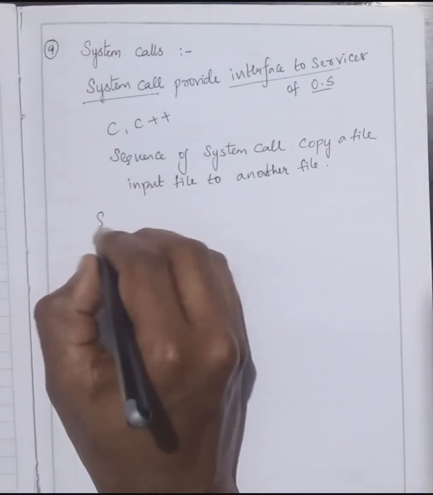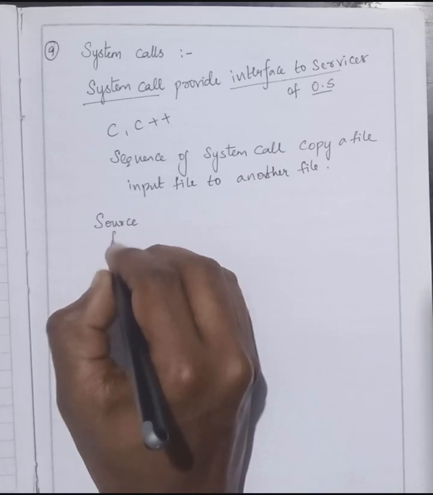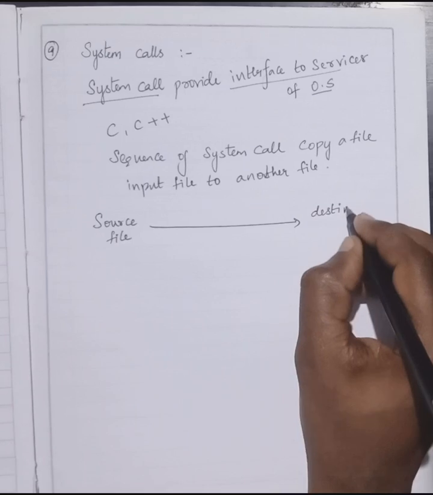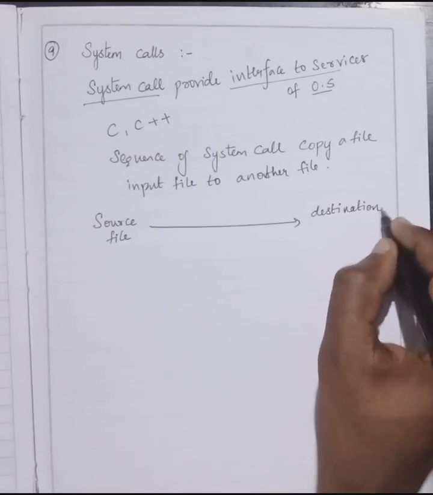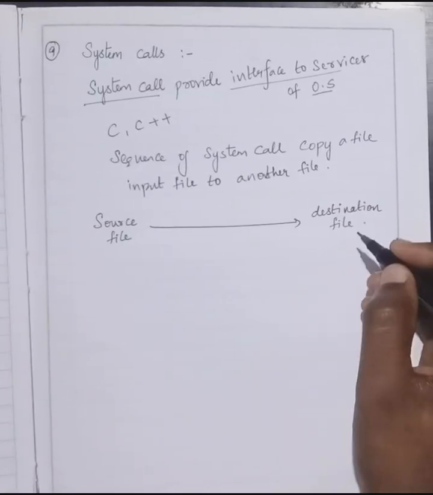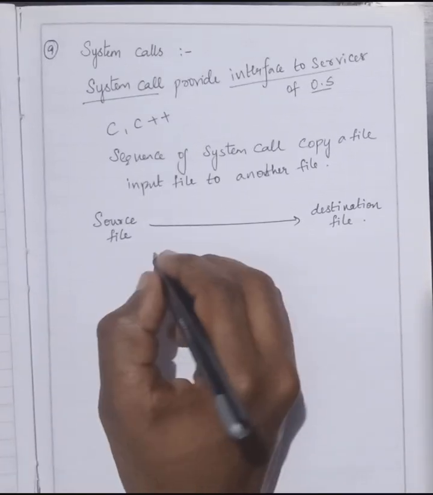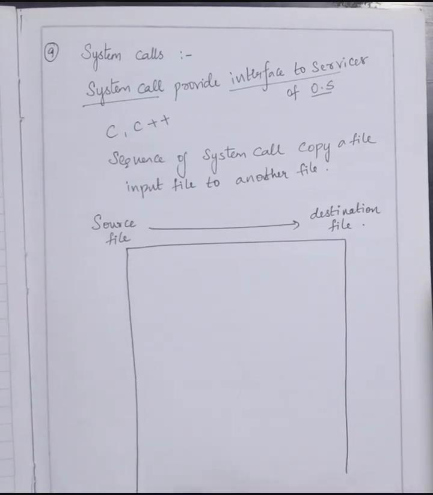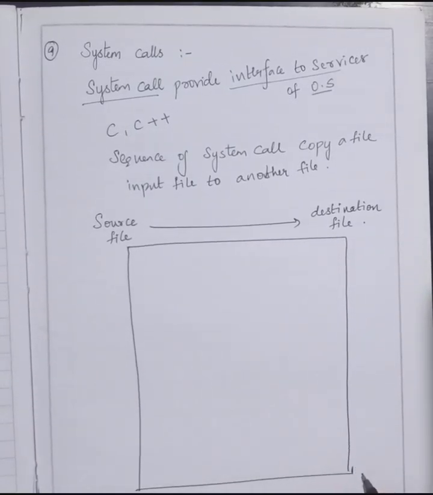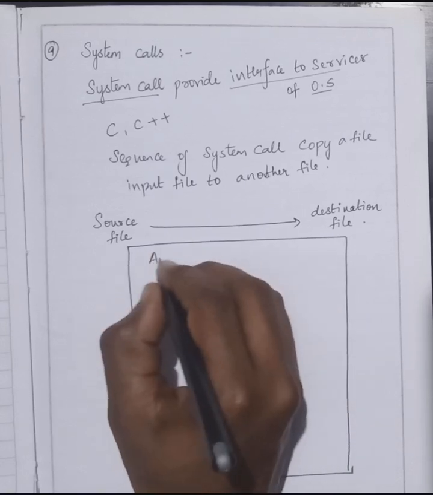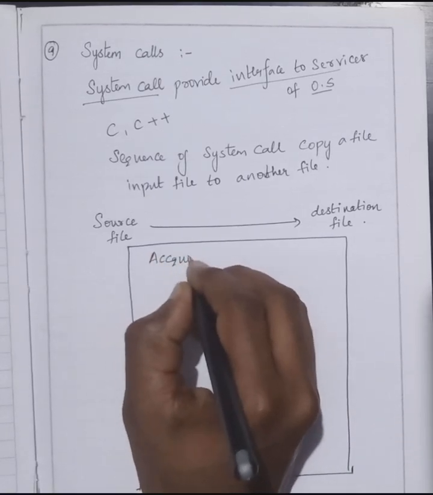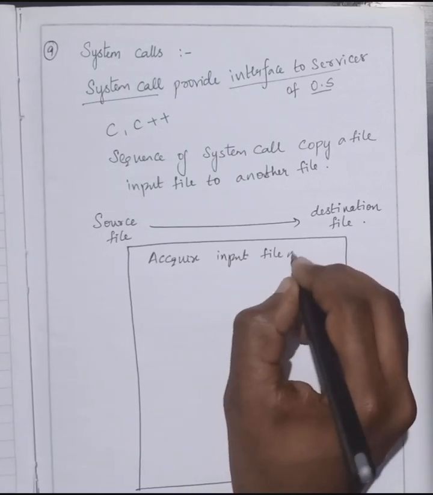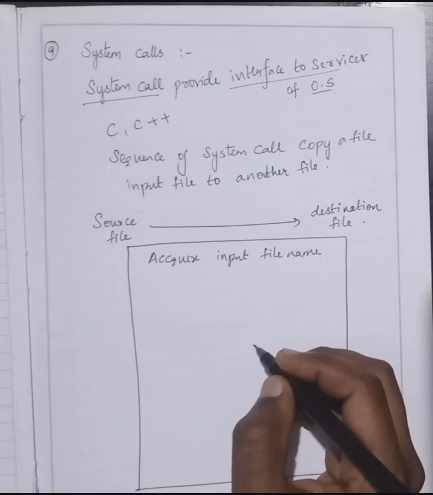So we'll have a source file, and from the source file we are going to copy the details to the destination file. What are the examples of the sequence? We'll write it in our table. First, we want to acquire the input file name. The first step is that we want to take the input.